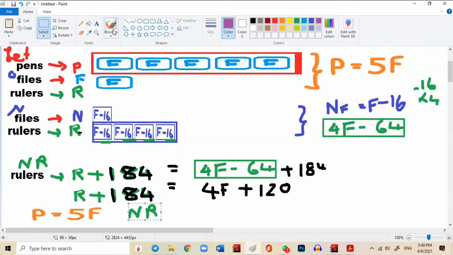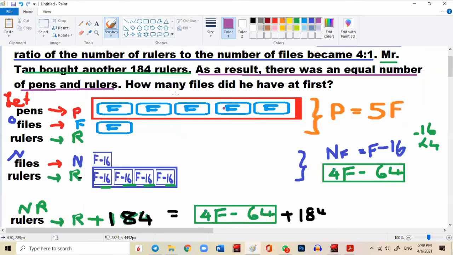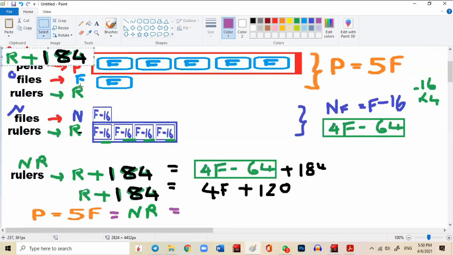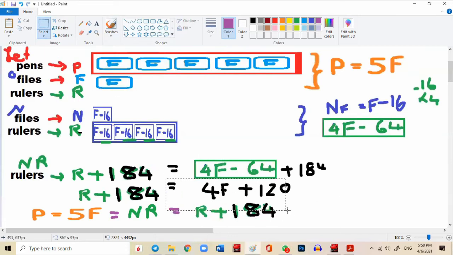Must be equal to the new ruler. As a result, there were an equal number of pens and rulers. That means the pen must be equal to the new ruler. And what is the new ruler equal to? It is equal to 4F plus 120, which is equal to this one, right?